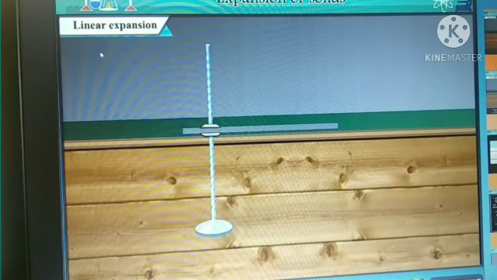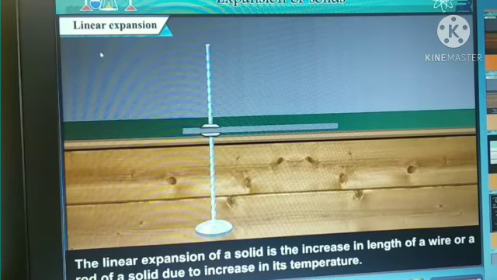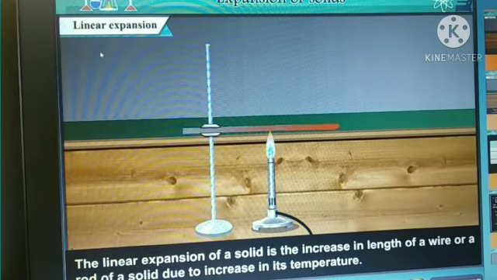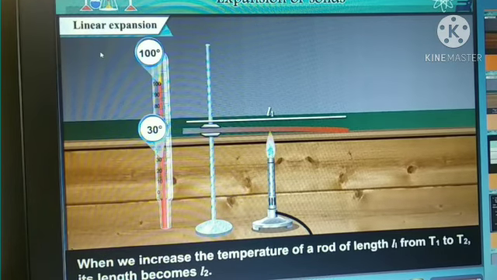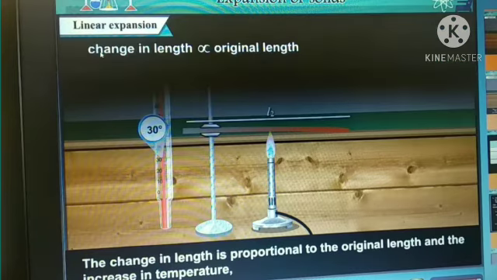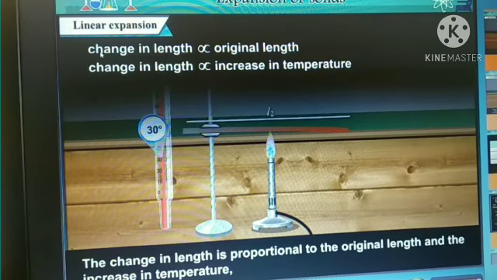Expansion of solids. Linear expansion. The linear expansion of a solid is the increase in length of a wire or a rod of a solid due to increase in its temperature. When we increase the temperature of a rod of length L1 from T1 to T2, its length becomes L2. The change in length is proportional to the original length and the increase in temperature.